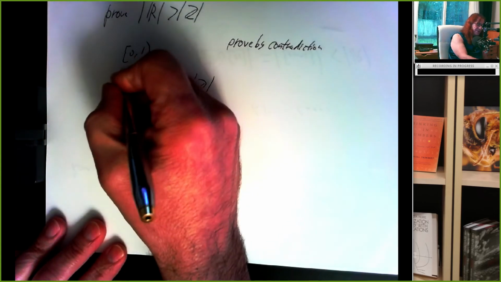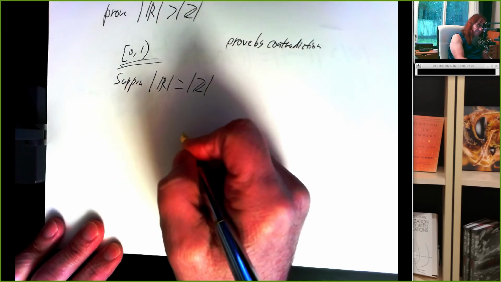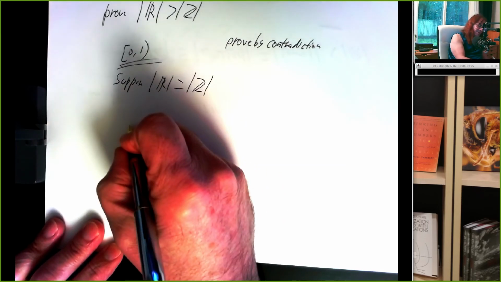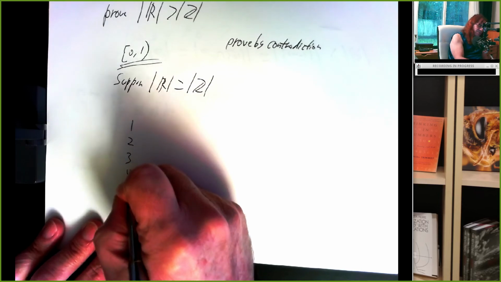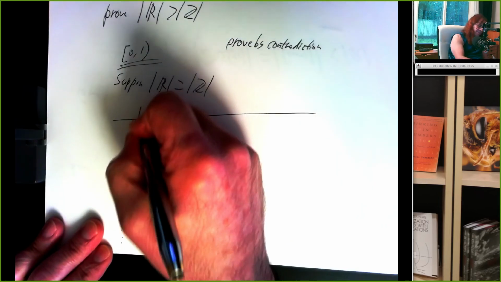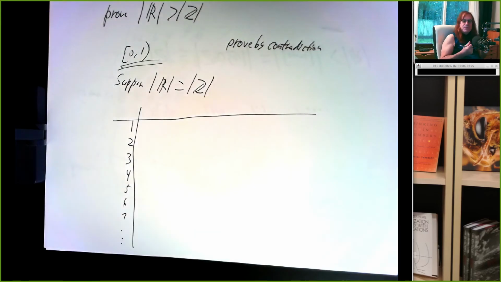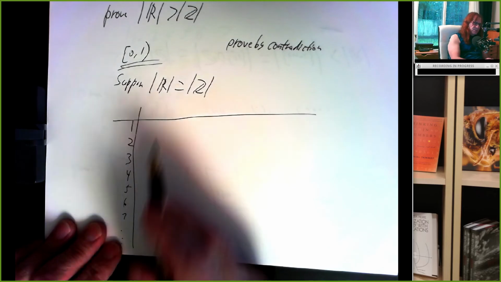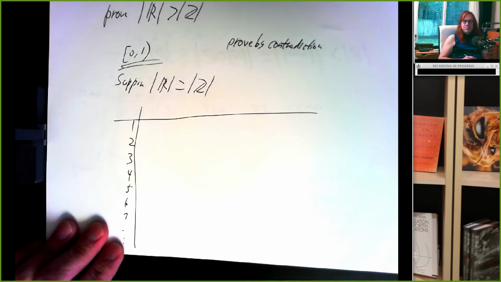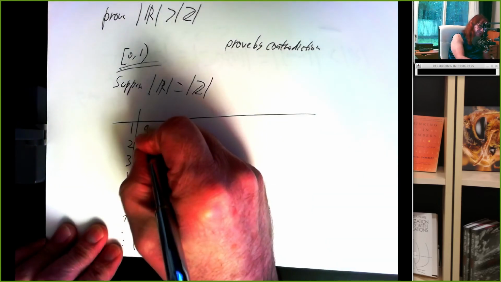So let me start writing down some of the numbers in here. Let me write down the integers. We're just working with positive integers here. And if you tell me, hey, these things have the same size, I found a one-to-one correspondence between real numbers and integers. Here's what we're going to do. I'm going to say, okay, what number corresponds to 1? And you'll say, oh, that's the number 0.5.